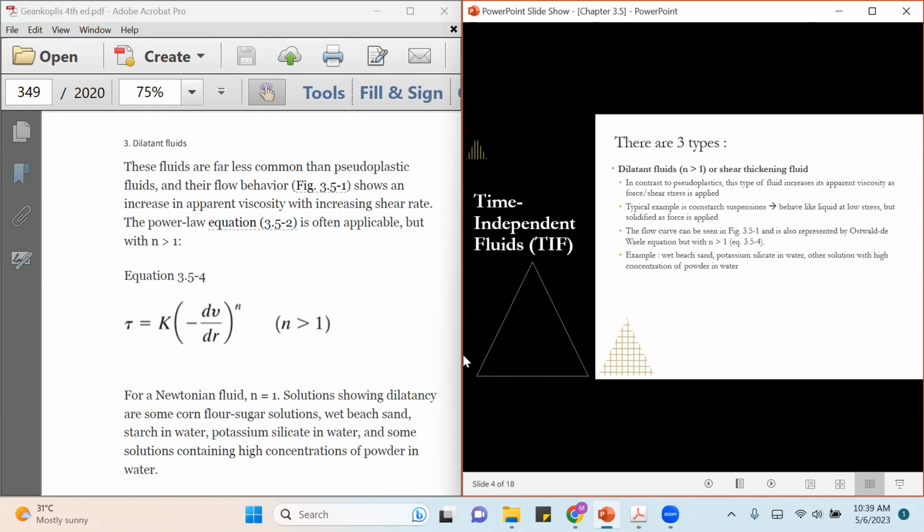Now the flow curve again, you can see in figure 3.5-1, and the shear stress versus shear rate profile is expressed by this equation 4. These are other examples of the dilatant fluids: wet beach sands, potassium silicate in water, or other solutions or suspensions with high concentrations of powder.